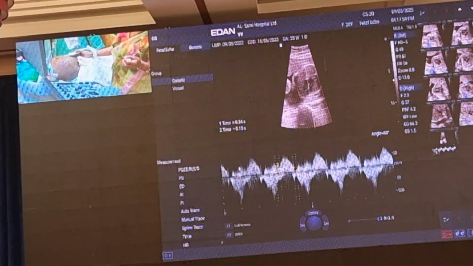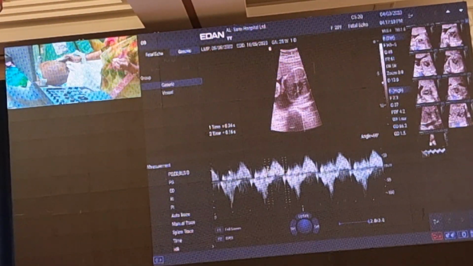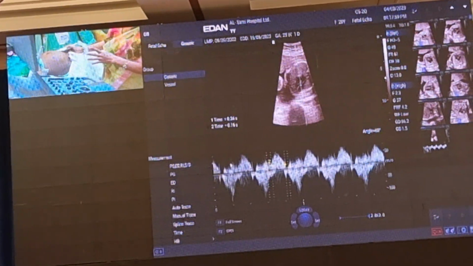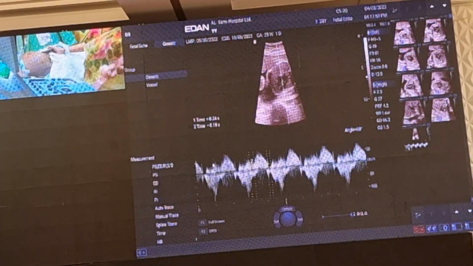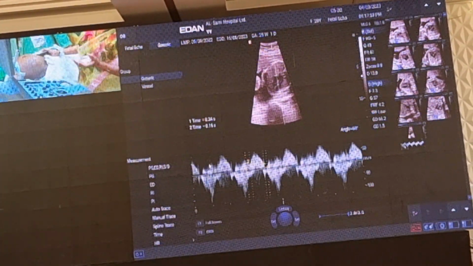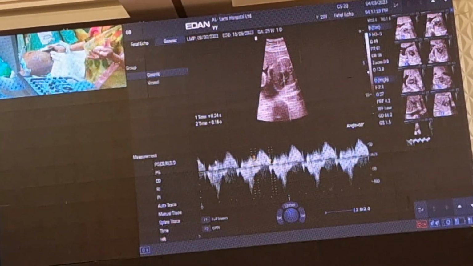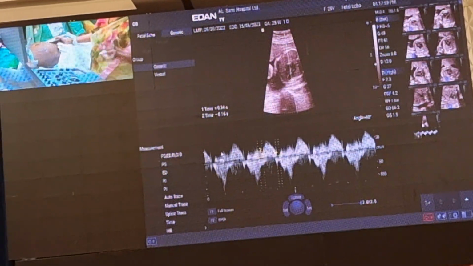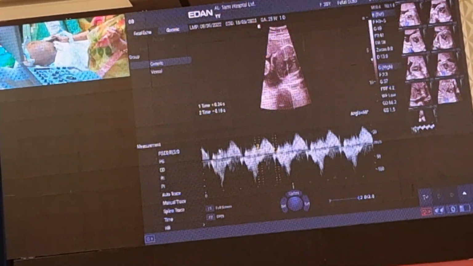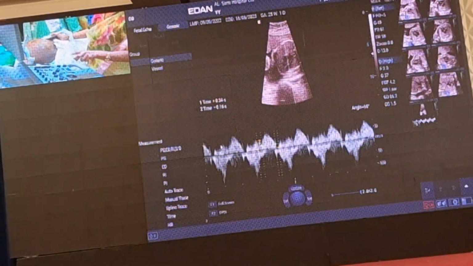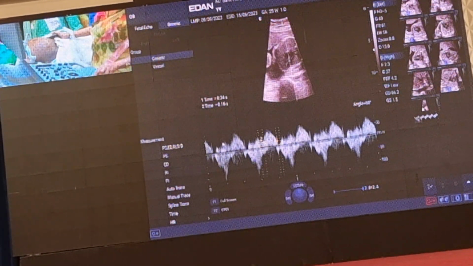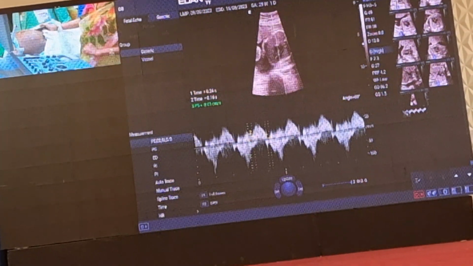Very, very useful in diabetic mothers, where the Dopplers will be normal, but the myocardial performance may go abnormal, and sometimes we have near-term IUFDs in these mothers. So when we do a Doppler study for diabetic mothers, it is always a good practice point to do the myocardial performance index as they have shown over here.